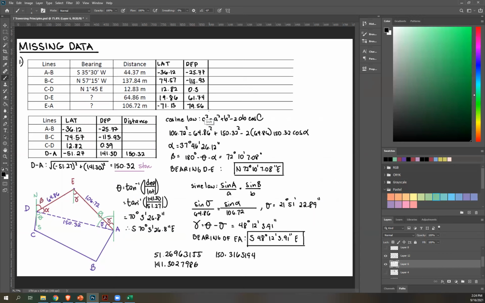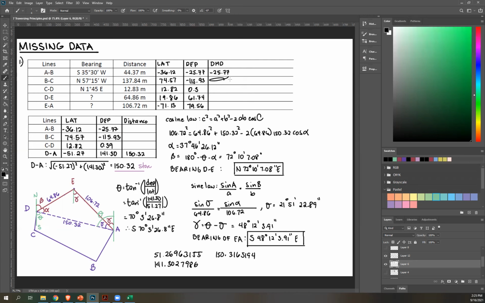Okay. So now, DMD method, we're going to get DMD, and recall DMD for the first one is just the same as the departure of the first one. So this is also negative 25.77. I'm going to complete this table, so follow along. Let me know if I did any computations wrong.